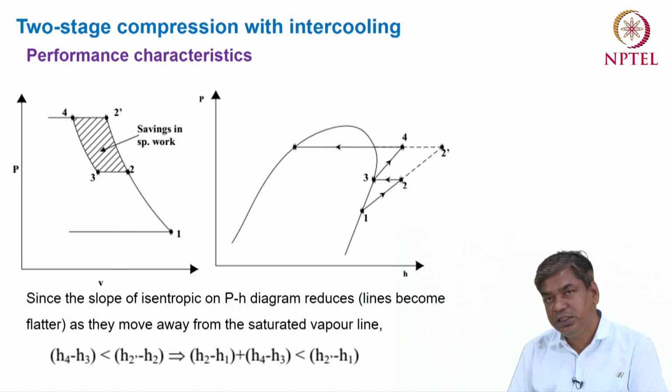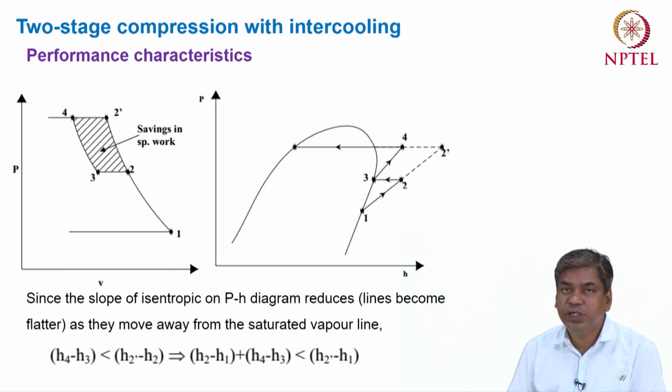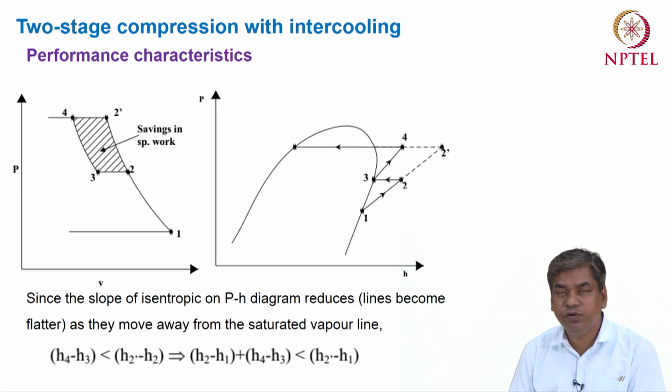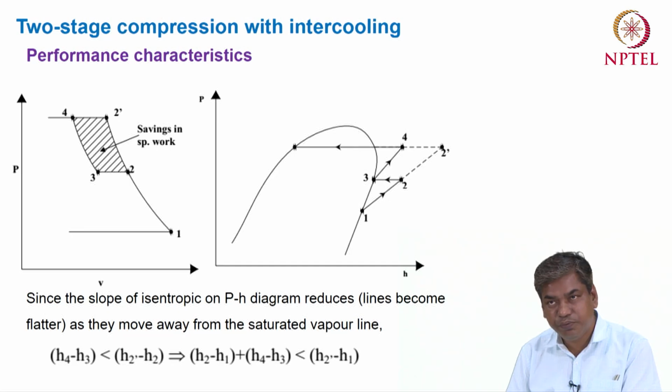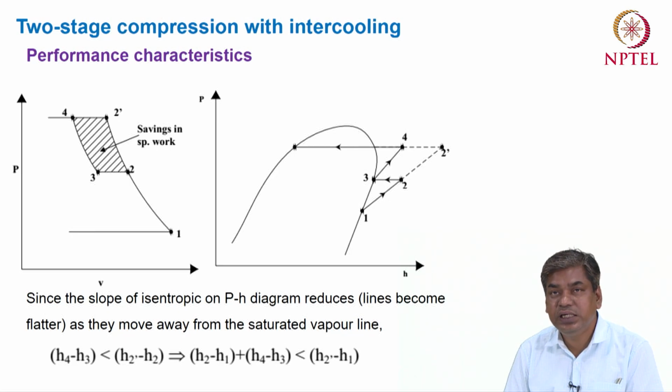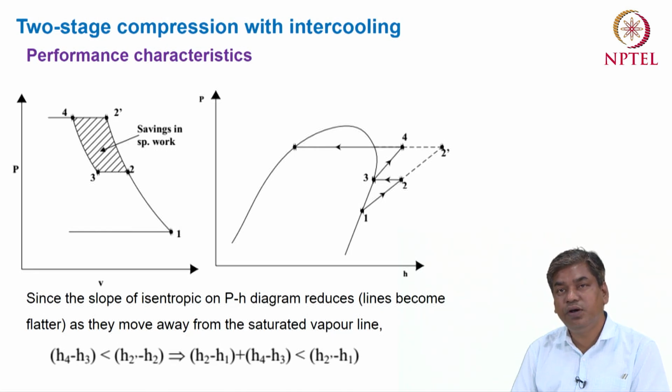For the multi-stage compression, 1 to 2 is the compression process in the first compressor, then 2 to 3 is the cooling process, then 3 to 4 is again the compression process in the second compressor. Now you can see the enclosed area 2, 2 dash, 4 and 3. If we compare the basic single stage cycle and multi-stage compression, this area represents the saving of compressor work by using the two-stage compression with intercooling.